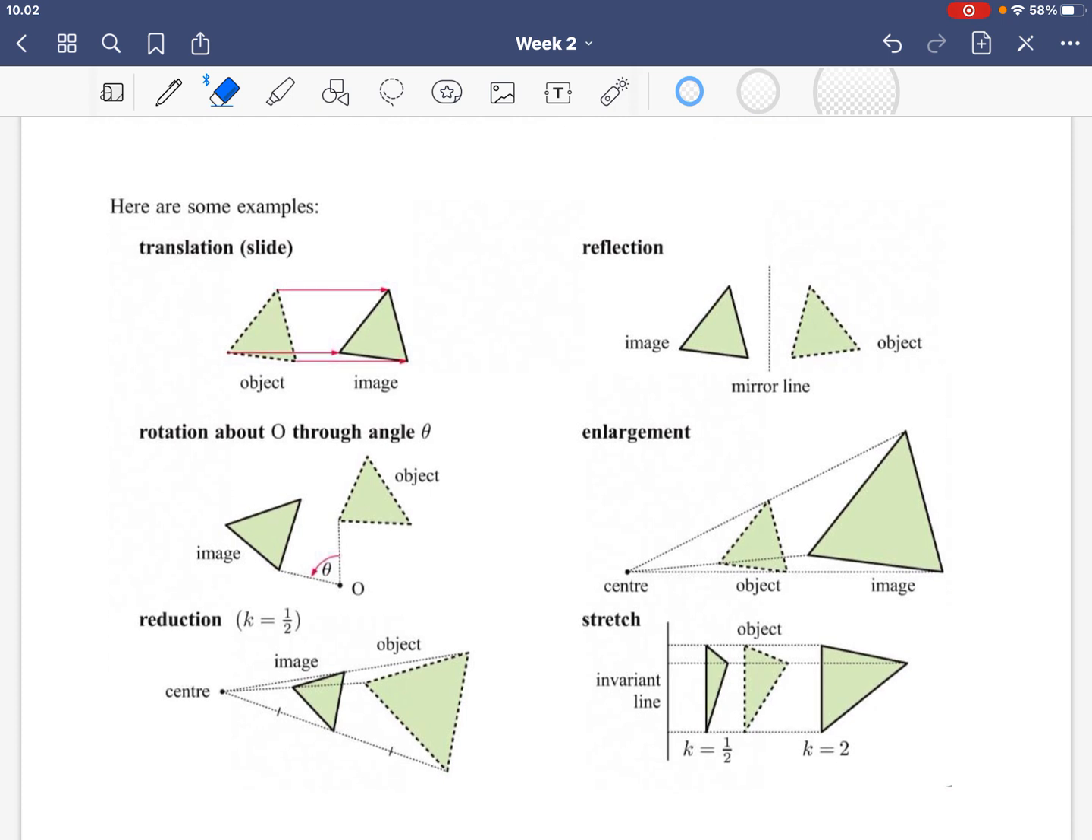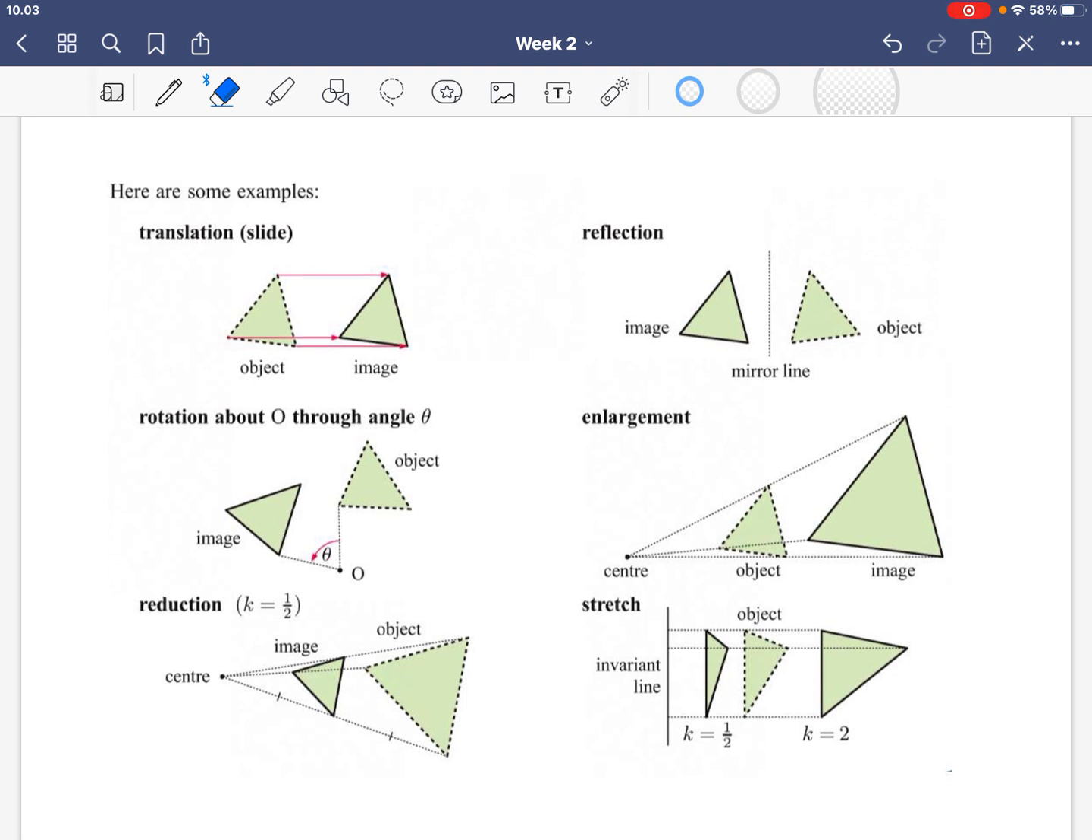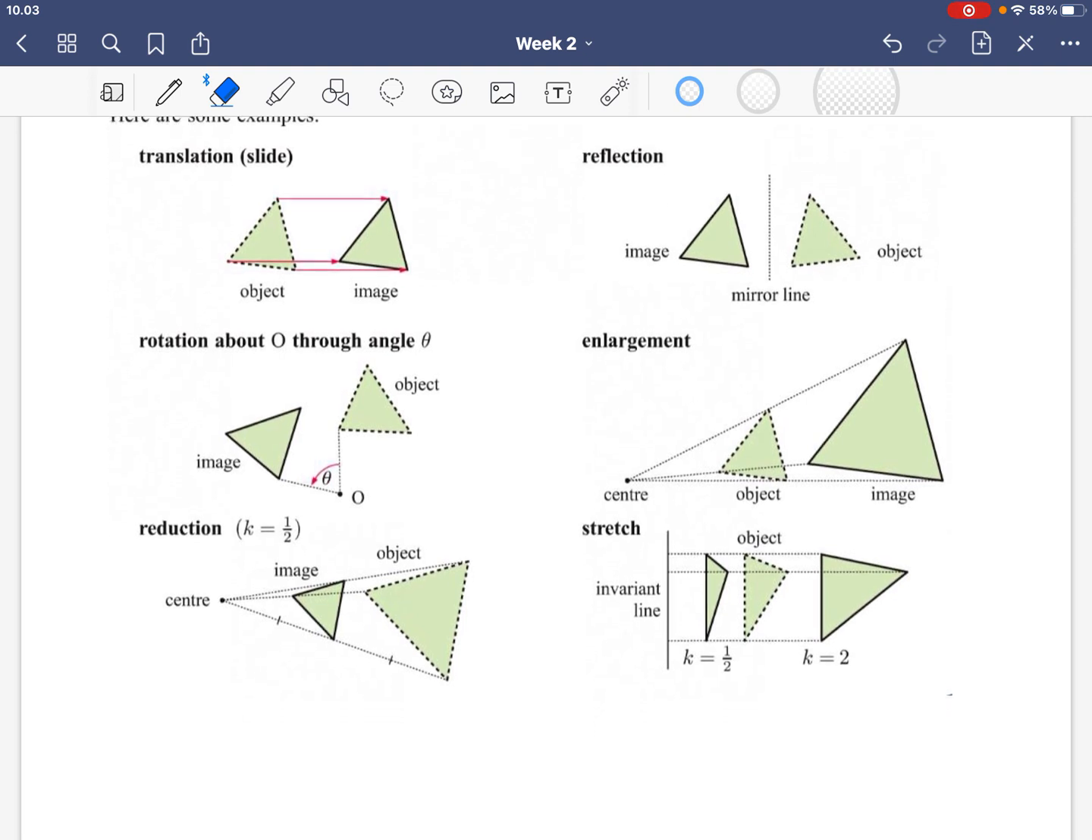Here are some examples. Translation means to slide. So if you move an object to left or right, up or down, that's translation. We also have rotation. It means we rotate about O, or a point. So O is the origin, through angle theta. So it could be I want to rotate this triangle about the origin through a 90 degrees angle, or 180 degrees. It could be anything.